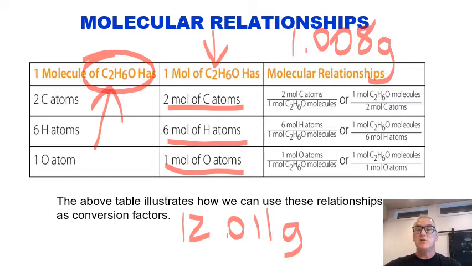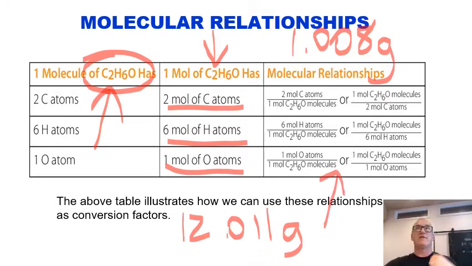The other thing we need to remember is that these are strict ratios. There are exactly 2 moles of carbon in 1 mole of that molecule. There are exactly 6 moles of hydrogen in this molecule and exactly 1 mole of oxygen. So these are the ratios.